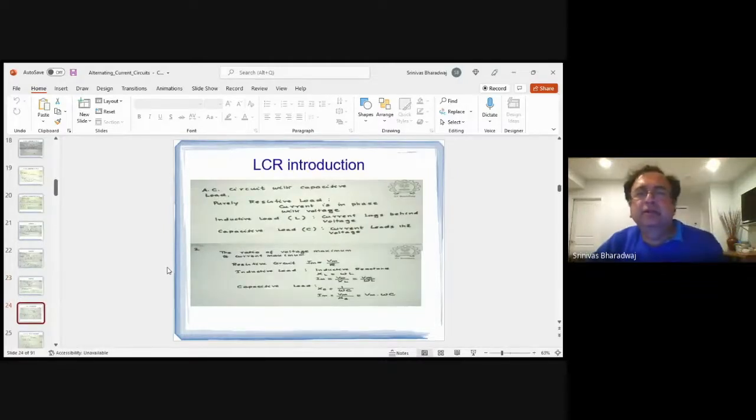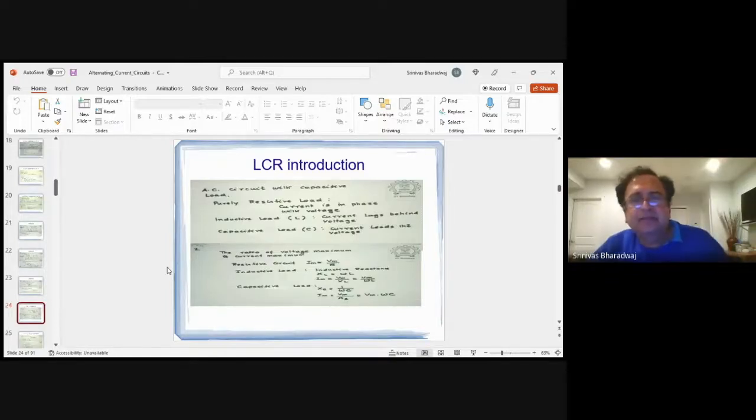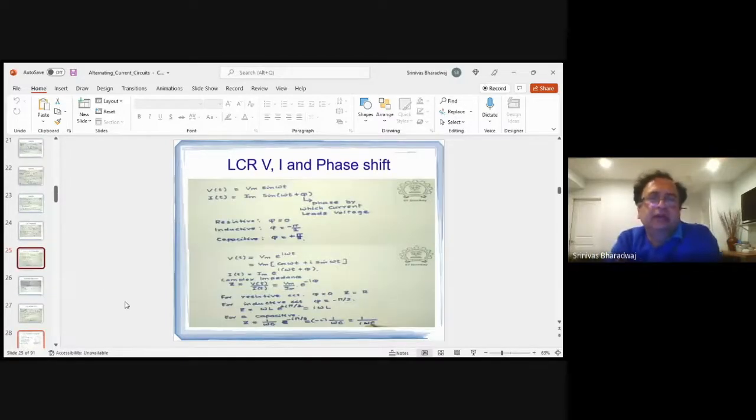So if you have a purely resistive load, current is in phase. If you have a purely inductive load, current lags. If you have a purely capacitive load, current leads. Okay, if you have combinations, you will have a corresponding mix of results. So if you have an LCR circuit, then you have a V and I, and then there is some phase shift. You never have anything which is purely inductive or purely capacitive. There is always resistance, so you have to correspondingly account for it.